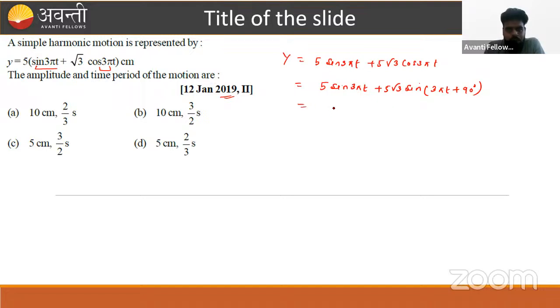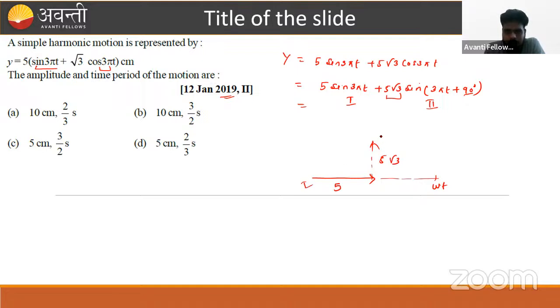Correct? So what we observe here is this is our first SHM, this is our second SHM. What is the amplitude of the first SHM? Tell me, Kolhapur. That is 5. What is the amplitude of the second SHM? That is 5 root 3, and it is at 90 degrees with the first SHM, because this axis is nothing but the omega t axis. And that is a plus sign, so we have to move anti-clockwise. This is 5 root 3.